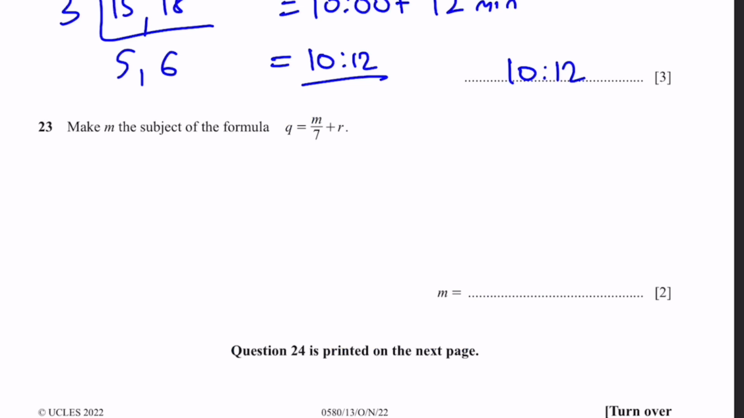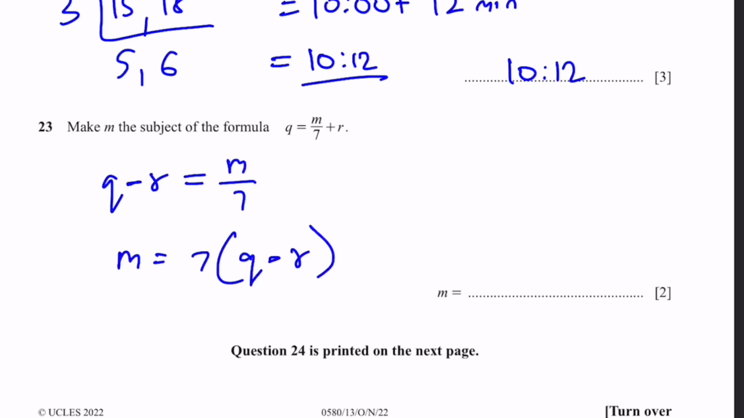Question 23. Make m the subject of the formula q equals m by 7 plus r. You can bring r to the other side, so q minus r equals m by 7. And now m is equal to 7 into q minus r. That's the answer. 7 into q minus r.